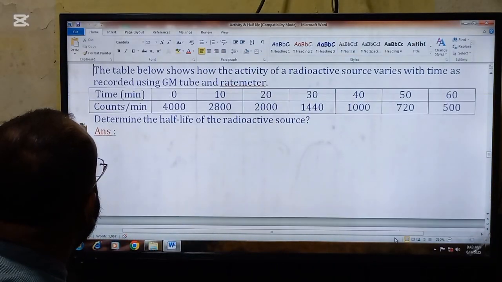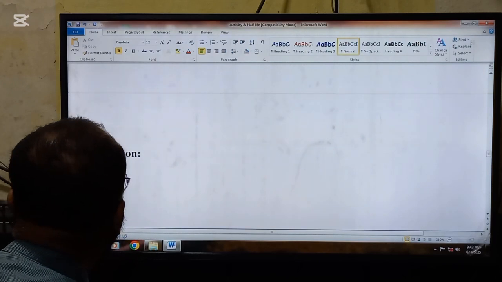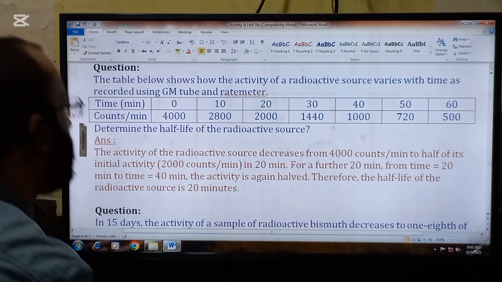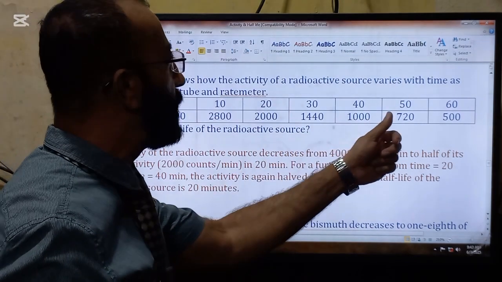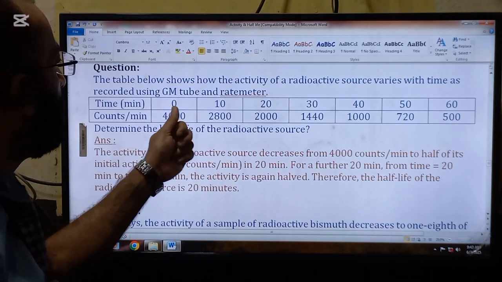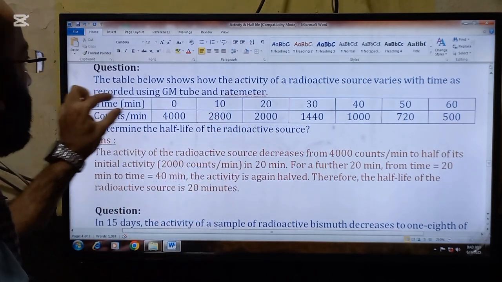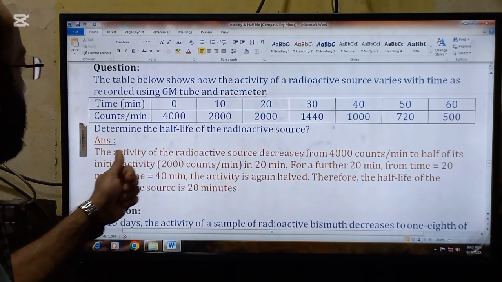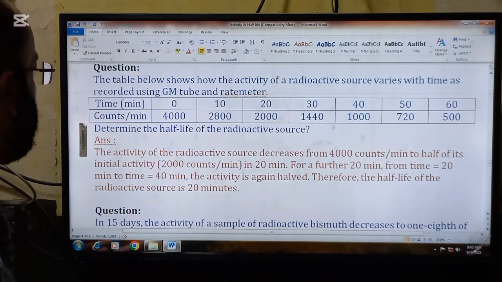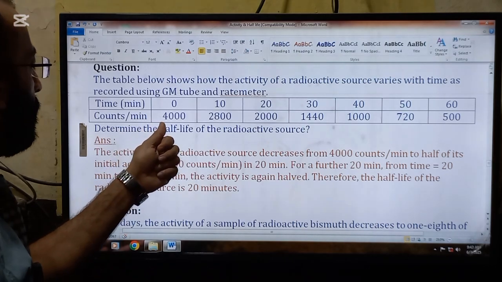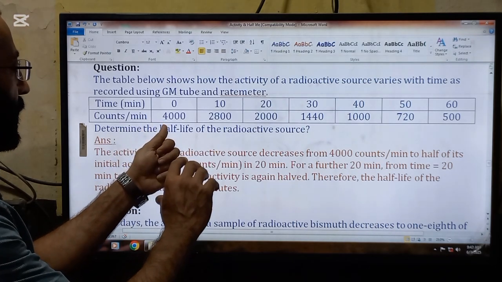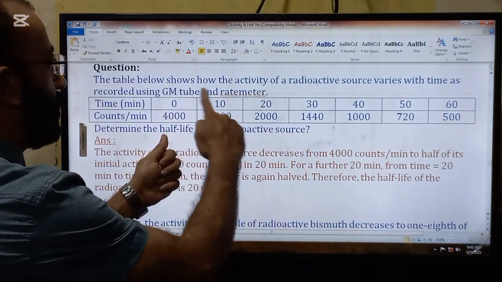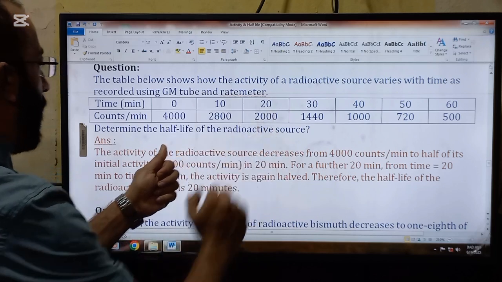And another question is here: the table below shows how the activity of a radioactive source varies with time as recorded using a GM tube and rate meter. So this is the time given and this is the counts given. The requirement is to determine the half-life of the radioactive source. Okay, so from 4000 count rate, half the count rate is actually 2000. So it means 20 minutes is the half-life.